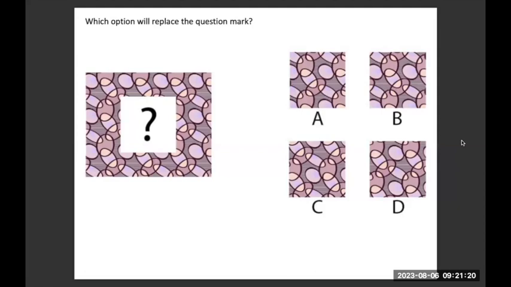Manush, Dia, correct answer. Meera, wrong answer. Anvi, Ashvi, Palak, Tisha, Mahi, correct answer. Drumil, correct answer. In this case, the correct answer is option B.